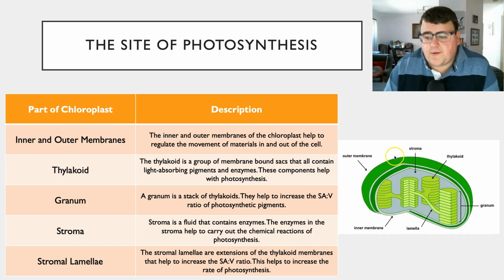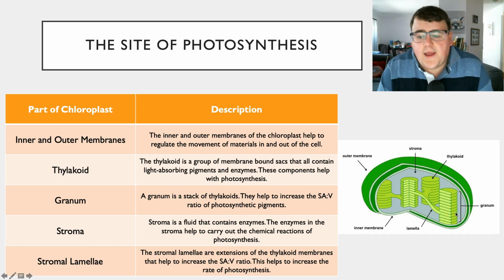We also have our granums. A thylakoid is just one of them. A granum is basically a stack of those thylakoids. Again, the main purpose for those is to increase the surface area to volume ratio of those photosynthetic pigments.